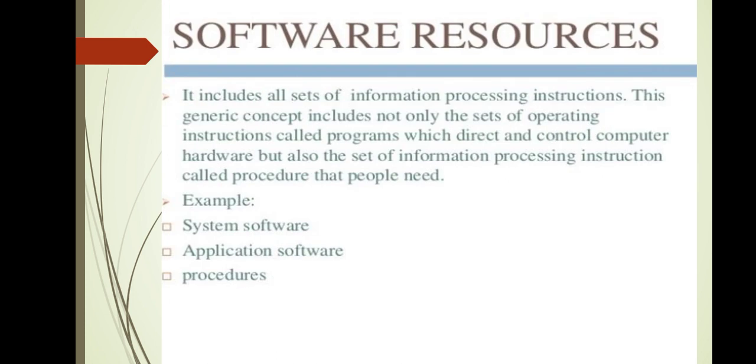Software resource includes all sets of information processing instructions. This generic concept includes not only the set of operating instructions called programs which direct and control computer hardware, but also the set of information processing instructions called procedures that people need. For example, system programs and application programs, or we can say system software, application software, and procedures.